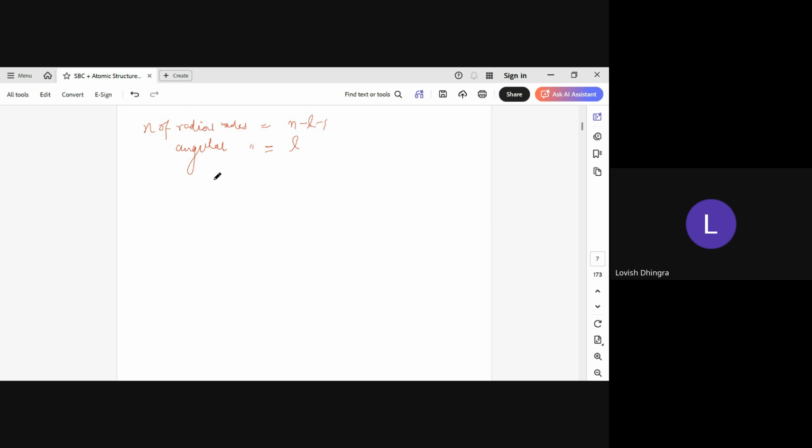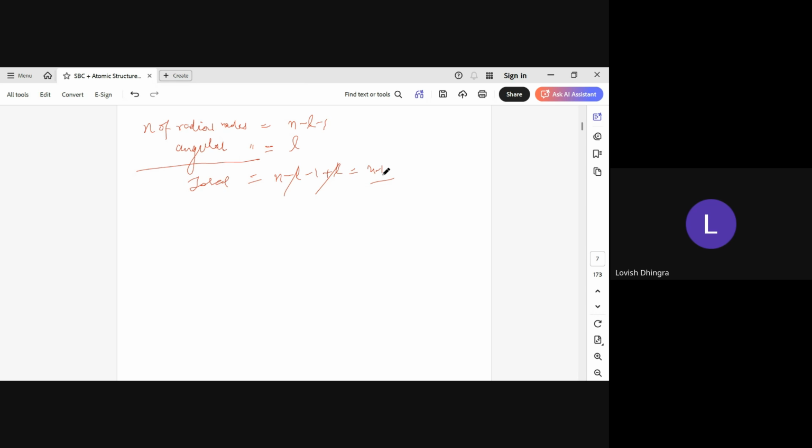If I do the sum of these, that will give me the total nodes. So it will be n minus l minus 1 plus l, which is equal to n minus 1. That is the total number of nodes. Questions generally come on this one, and I think in this PDF also there will be some questions regarding this, so practice it.